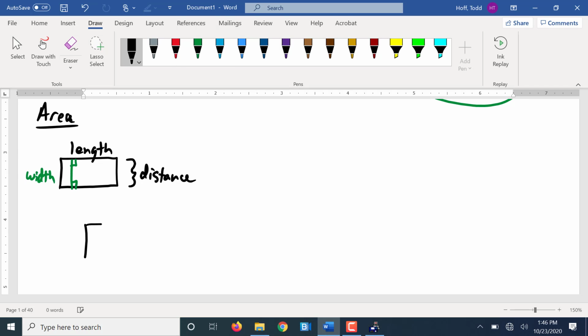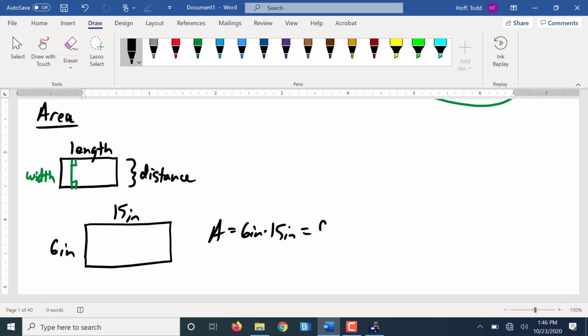We had a rectangle that's 15 inches by 6 inches. How do I find the area? Yeah, 6 inches times 15 inches, which gives us 90, and of course, inches times inches is inches squared, square inches.